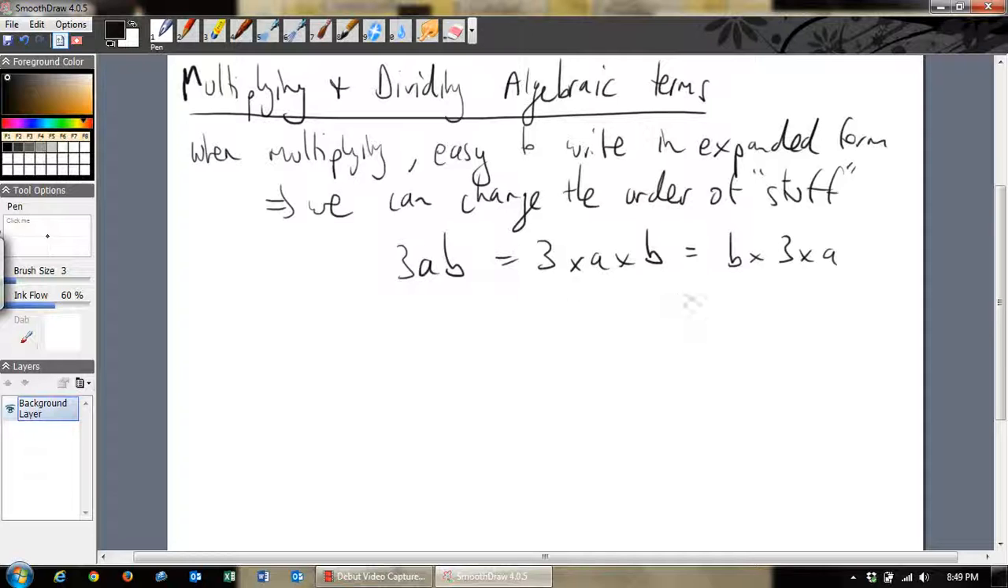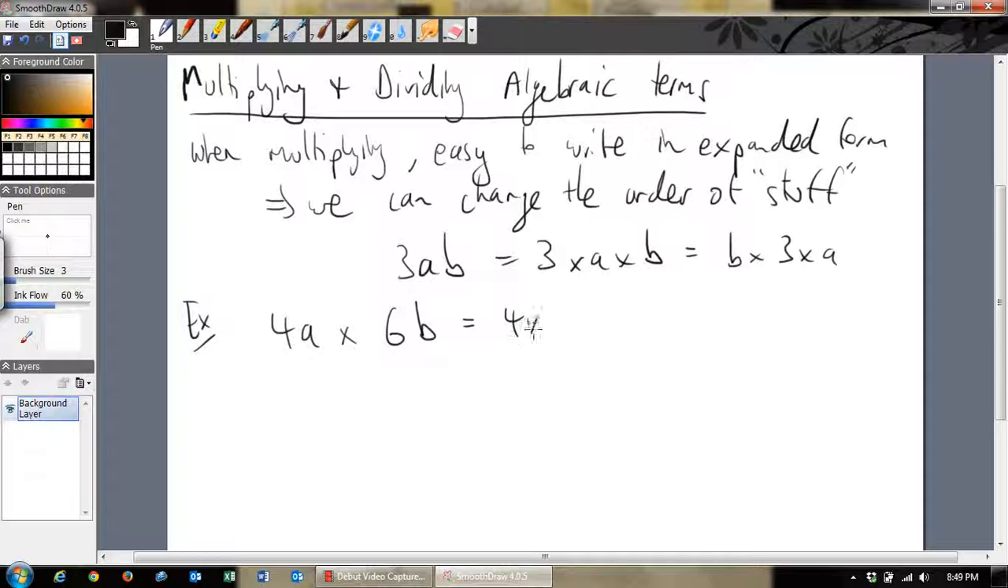Okay, so that's basically all we need to do. We're allowed to change the order of stuff. That's fine in multiplication, and sometimes it's easy to write in expanded form. And I'll do some examples now of what I mean, because that probably doesn't help you a whole lot. Let's just go straight into an example. Okay, so 4a times 6b or something like that.